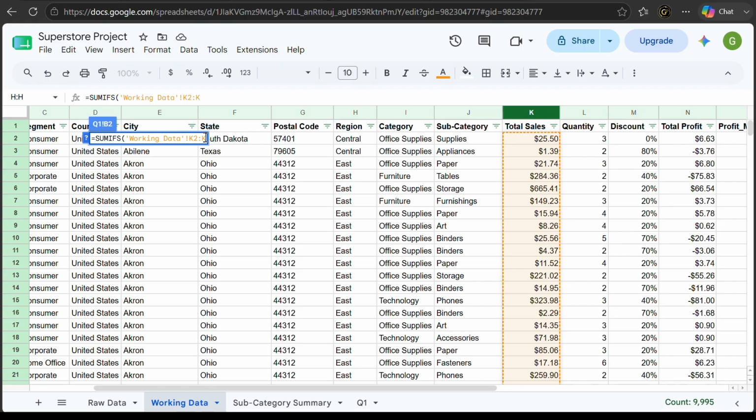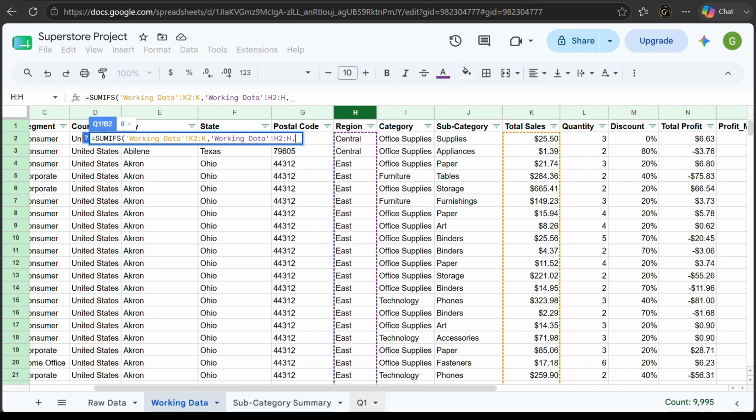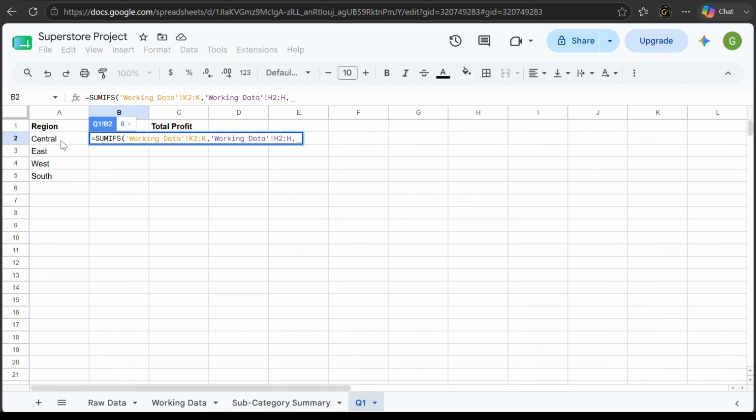And then we are going to compare this again inside our working data for each of the regions that we also have here. So I'm also going to say H2 here. And finally, which value are we trying to specify? We are trying to specify this A2 that is here. And then I'll close my bracket and press enter. So you can see that's total sales for that particular region here.